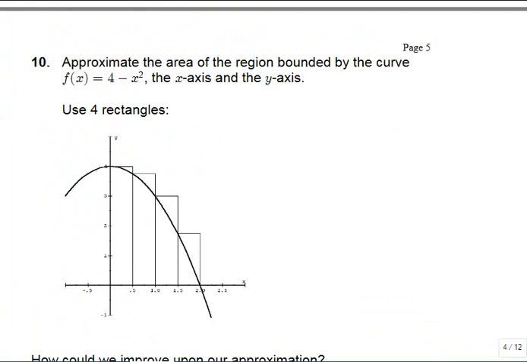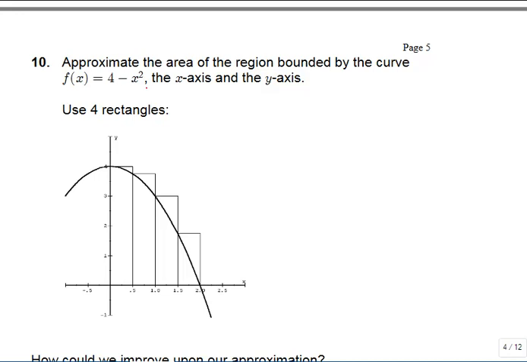Now, why do we need to do those kinds of problems? Well, let's see what they're good for. We're going to build up to it. So on this next example, this is something that we often need to do in calculus. We need to approximate an area of a region bounded by a curve.